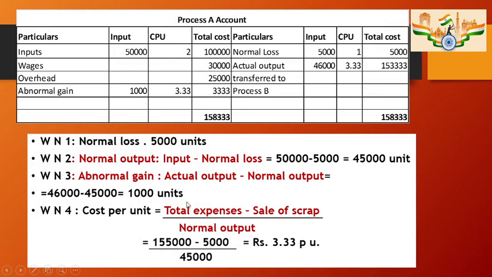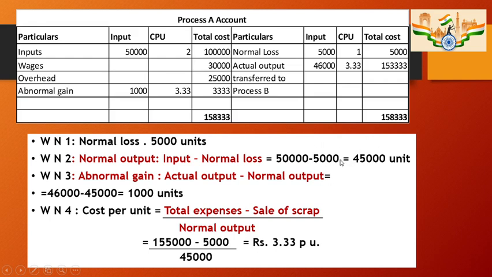So let's move to process A account. Inputs in units 50,000. Cost per unit is 2, equal to 1 lakh. Then wages they have given, that is 30,000. Overhead 25,000. Then some working notes you have to do. Normal loss they have given, that is 5,000 units. Then normal output equals input minus normal loss. 50,000 minus 5,000 equals 45,000 units.